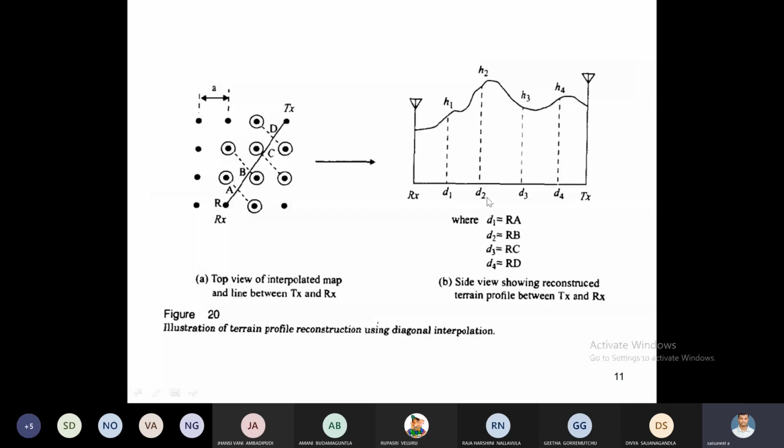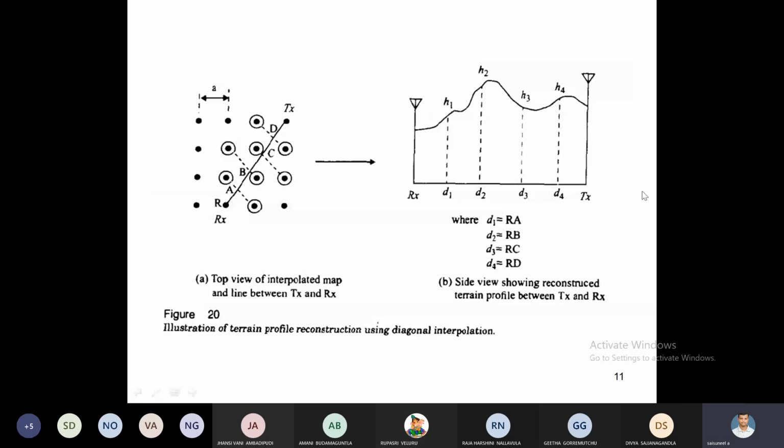Here see this one. Is there any line of sight path between transmitter and receiver? Here we are getting height H2. It obstructs. This is an obstacle between the transmitter and receiver. There is no line of sight path. At that time, we have to increase the antenna heights. We have to increase the transmitting antenna height. Then automatically we get a line of sight path.